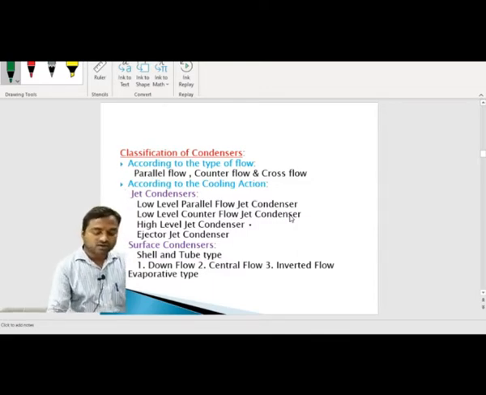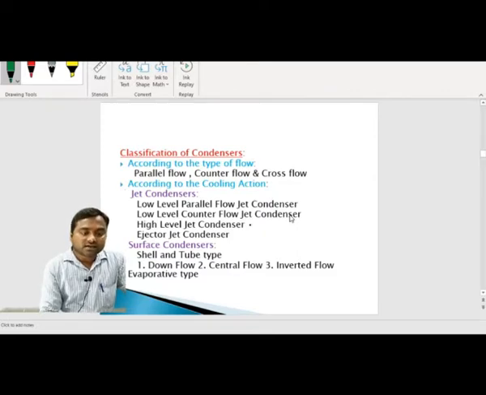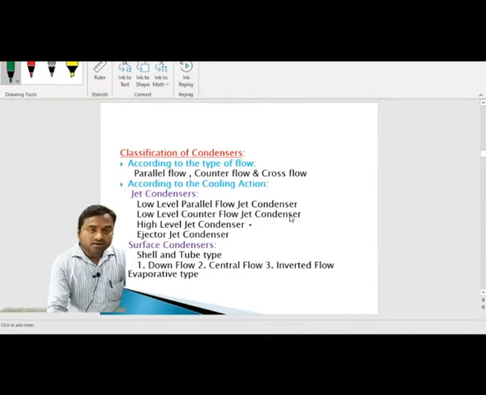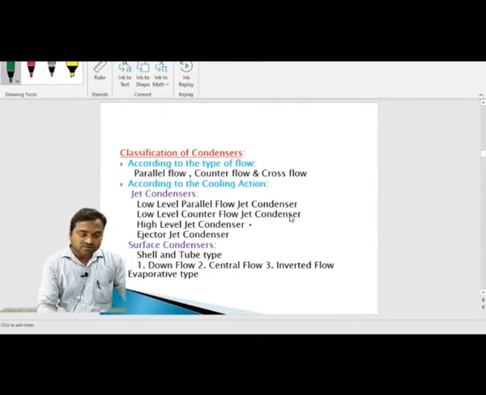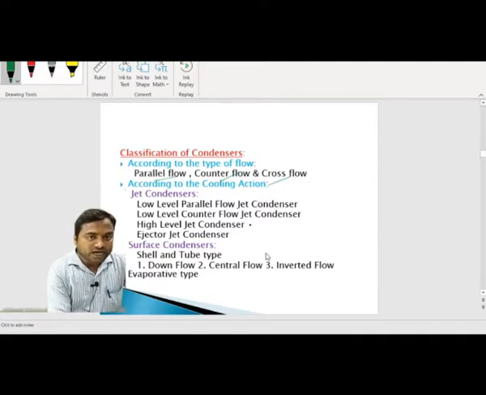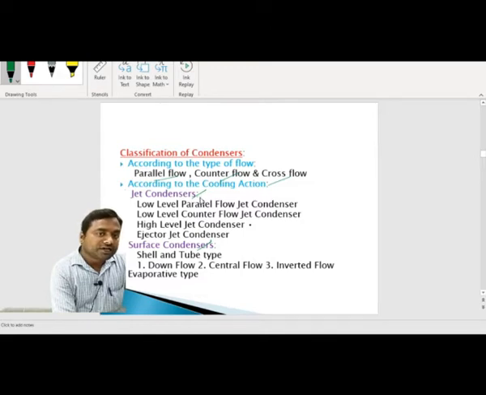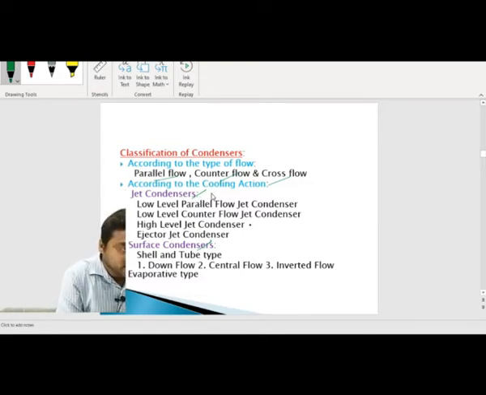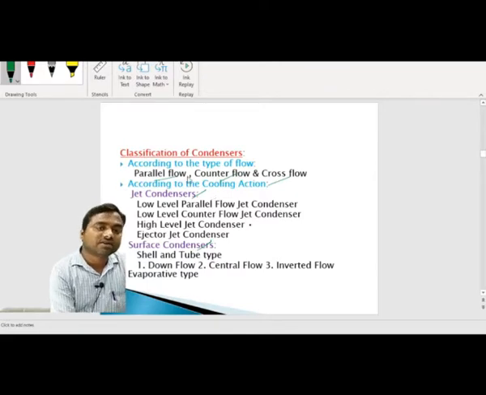Condensers basically depend on the type of flow. They are classified into three types: parallel flow, counter flow, and cross flow. Depending on the cooling action taking place, they are mainly classified into jet condensers and surface condensers. Jet condensers are also called direct contact type or mixed type of condensers.